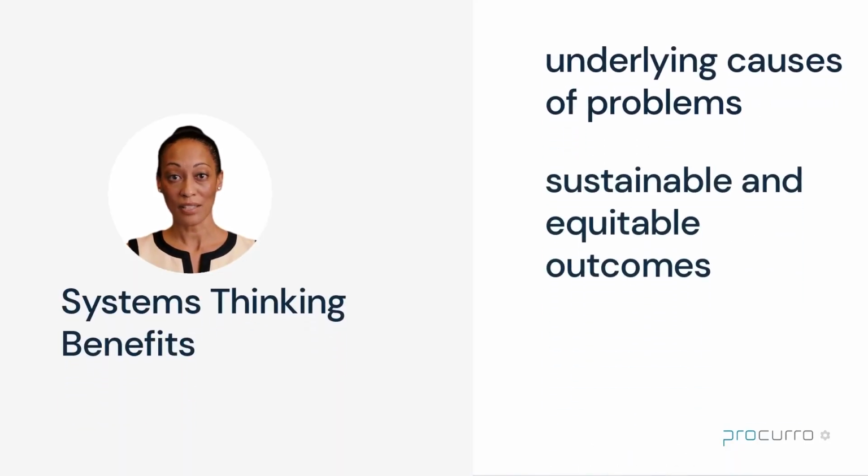Finally, let's talk about the benefits of systems thinking. By using this approach, we can identify the underlying causes of problems, rather than just treating the symptoms. This leads to more effective solutions, and it can help us promote sustainable and equitable outcomes. Systems thinking is all about improving the quality of life for individuals and communities.